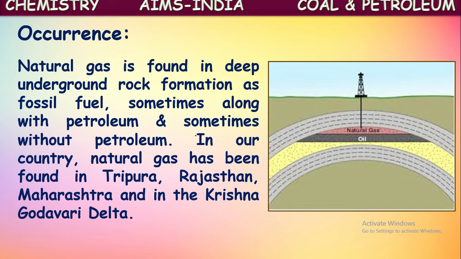So it is available under the rocky layers under the ground, sometimes along with petroleum and sometimes without petroleum. It is obtained from the decomposition of dead organisms. That is why natural gas is also considered a fossil fuel along with petroleum and coal. In our country, natural gas has been found in Tripura, Rajasthan, Maharashtra, and even in the Krishna Godavari Delta. These natural gas resources are available in deep underground rock formations.